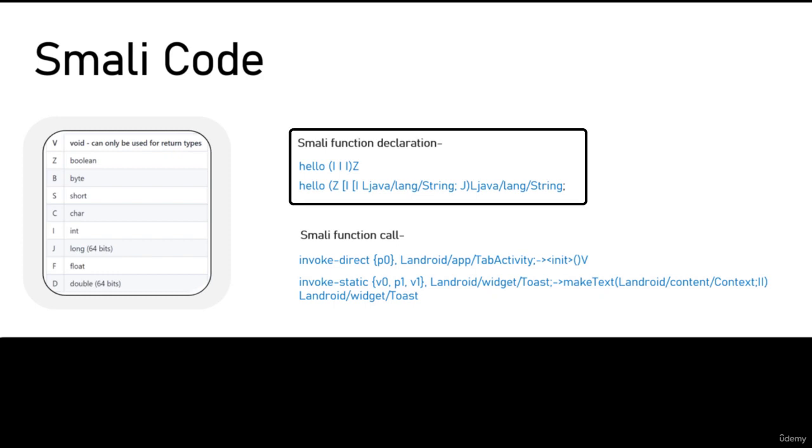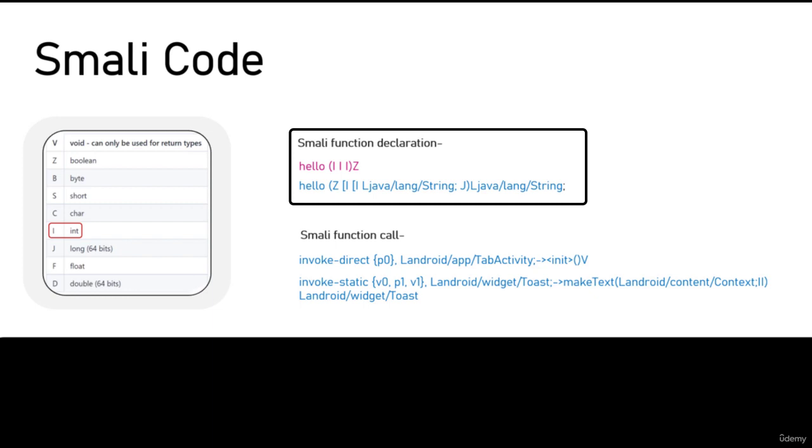The first declaration is the hello function. So the function name is hello. Hello gets 3 arguments of I. Look at the left table and see that I means int. So hello gets 3 arguments of type int. The Z that appears after the parenthesis means that the returned function value should be Z type. Z means boolean, so the function returns a boolean value.